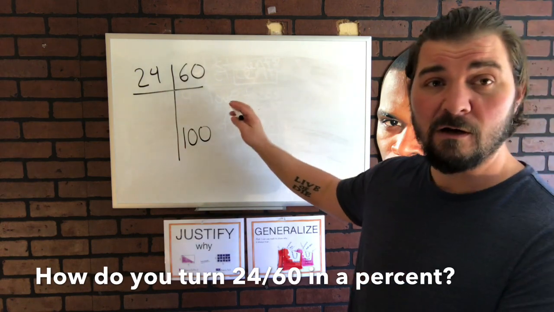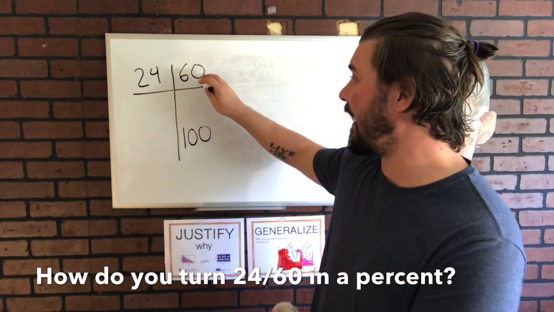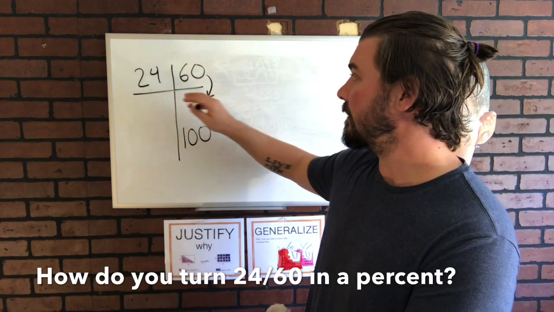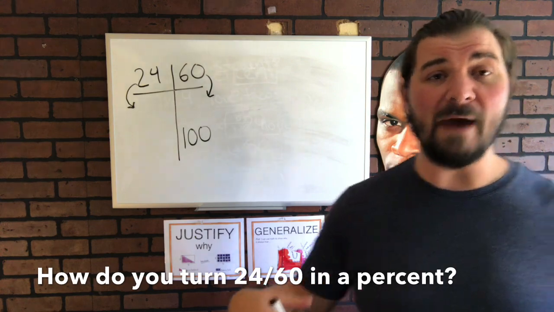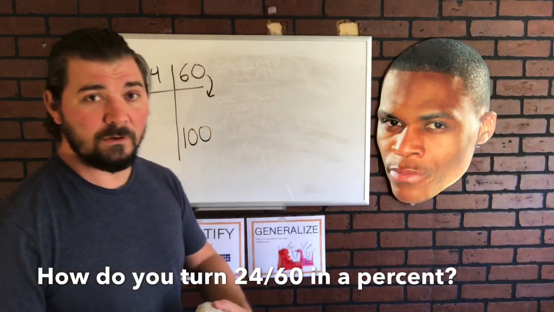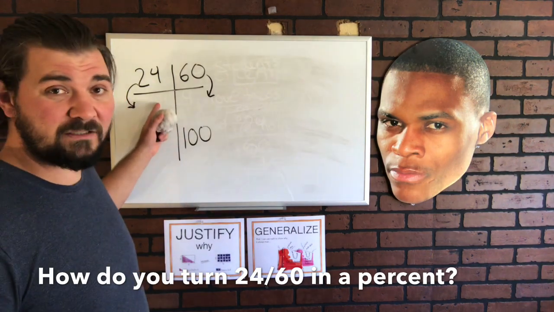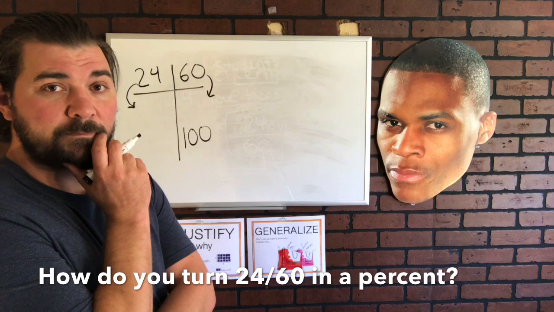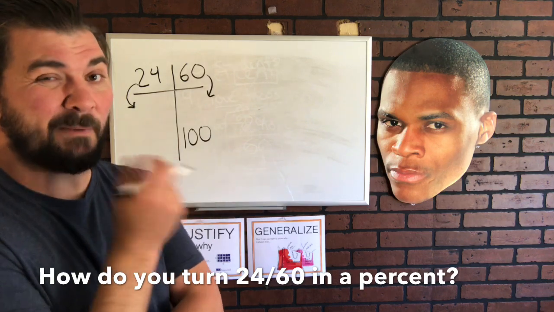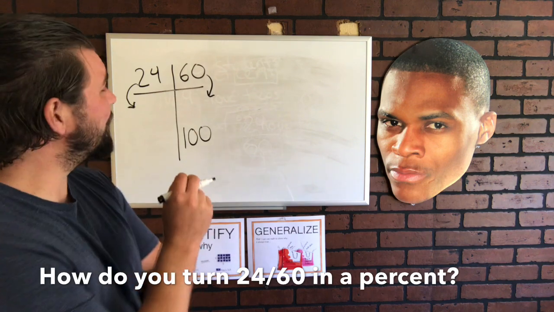But I could go backwards before I go forwards. What if I thought about both of these numbers and went all the way back to the first weeks of school and thought about greatest common factor? Well, what's the greatest common factor between 24 and 60? Or what's a common factor? Because the greatest common factor is actually 12, and I don't want to use 12.